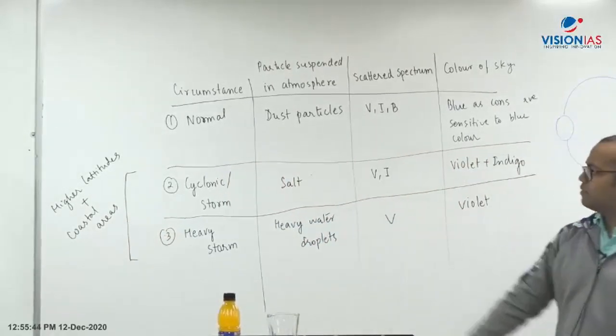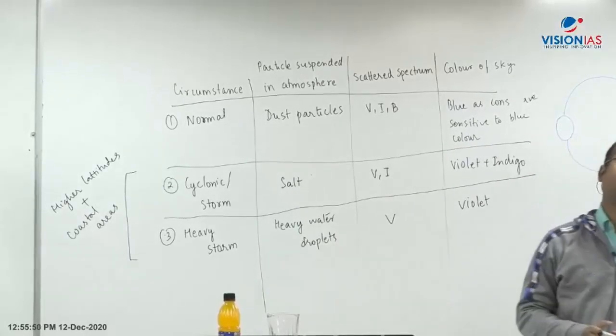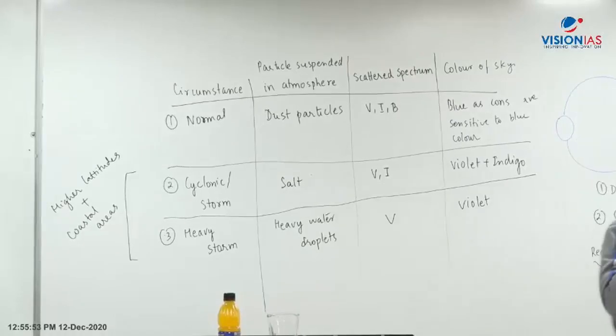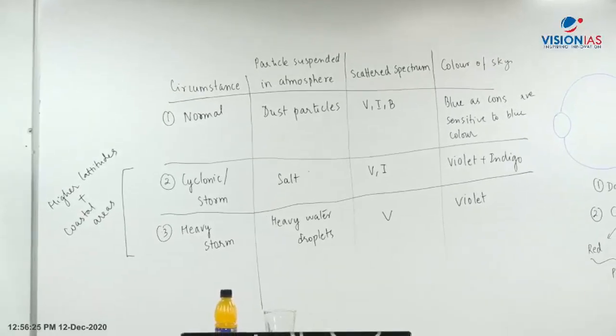Why? If salt is to be suspended in the atmosphere, definitely it should be near a marine area, because coastal area means how it will rise into the atmosphere. Understanding this or not? That is why in the USA or Japan, if cyclonic conditions are there, initially the sky appears to be violet and indigo, and if the storm gets intensified, then violet color appears. In normal circumstances, dust particles are there, that is why blue color is observed, else the color of the sky is bound to change because particles suspended in the atmosphere change.